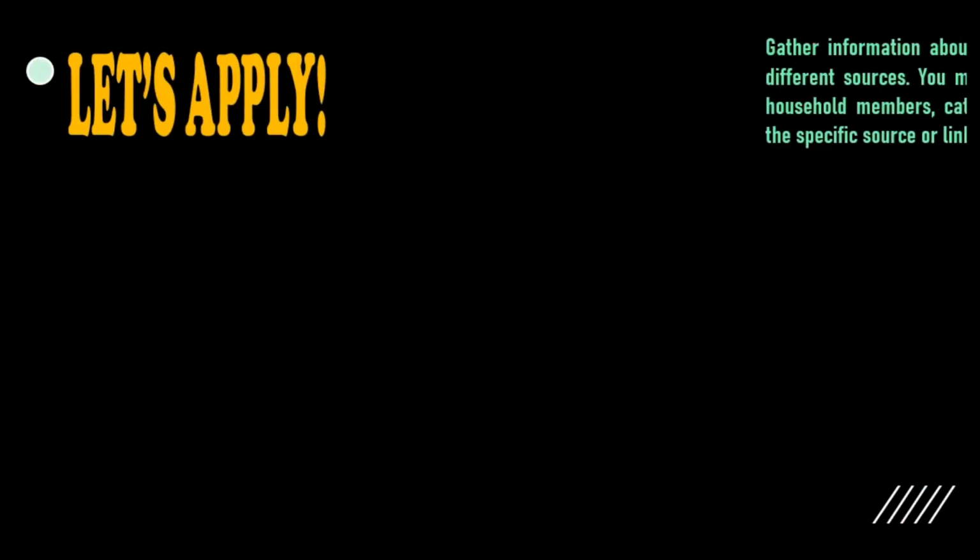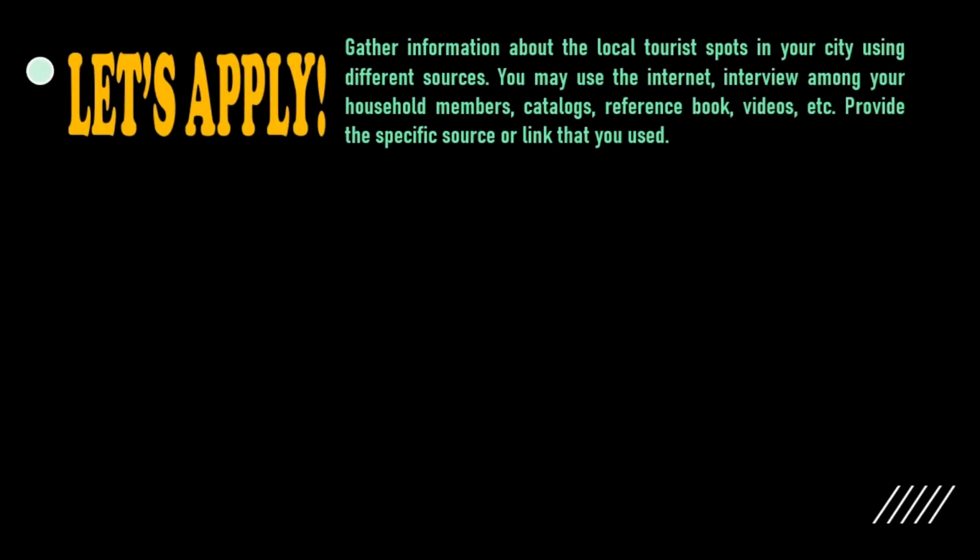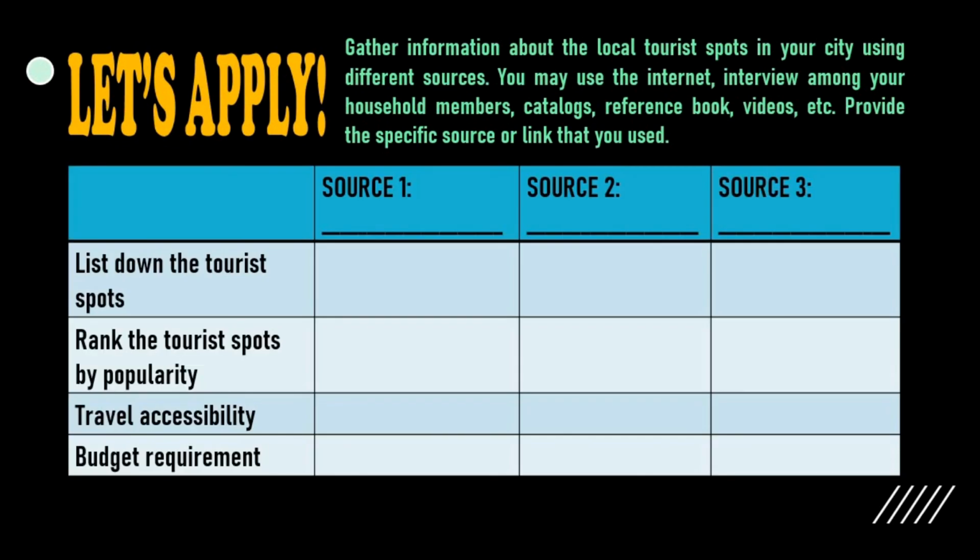Alright, let's apply. I want you to gather information about the local tourist spots in your city using different sources. You may use the internet, interviews among your household members, catalogs, reference books, among others, based on what we've discussed on primary and secondary sources. So you have to list down like this: source number 1, where did you get it? Source number 2, source number 3. Okay? I hope everything is clear for this part. Any questions? None? That's good. Don't hesitate to ask if you have any.